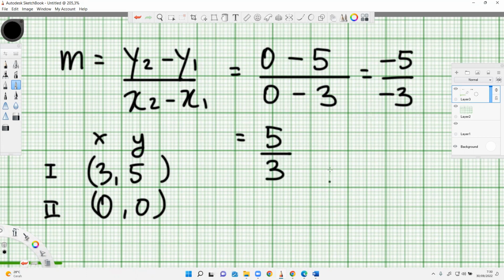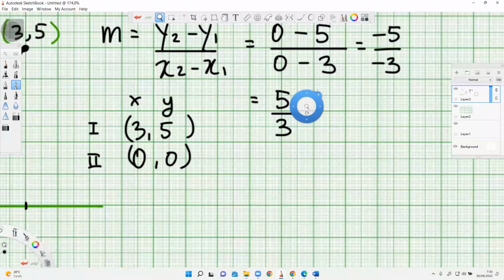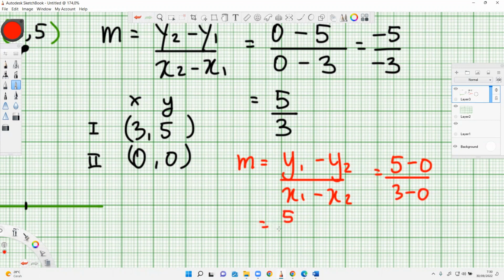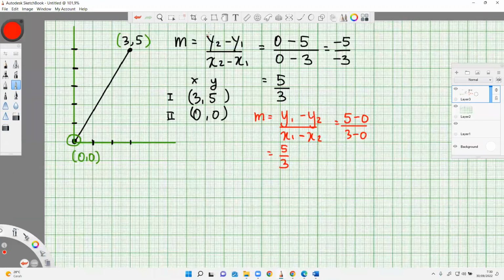Understand, guys? How about if I use the other formula? I want to change the formula, becomes y1 minus y2 over x1 minus x2. Can I? Yes. y1, what is y1? 5, right? Minus 0. 5 minus 0, over 3 minus 0. Is it the same? It's the same. Which one is more simple? The red color, right? But you don't have to do both. Just do one only, because they share the same answer. Understand, guys? I have another way to do.